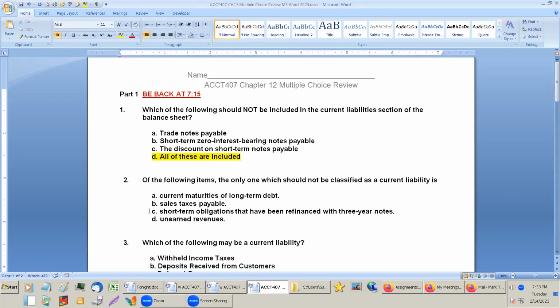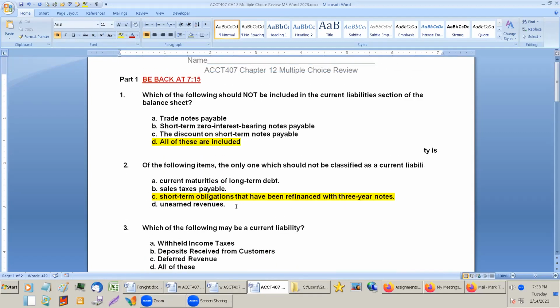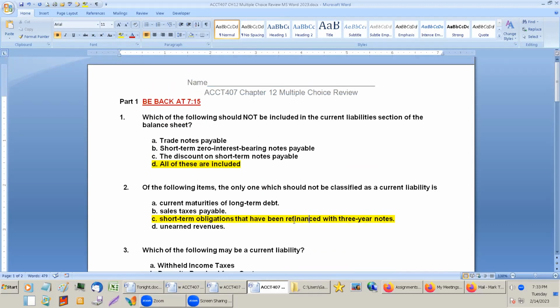Number 2 is kind of a tricky one, but it is C. It is because it's reclassified or refinanced with 3-year notes. This is kind of a weird one, I'll go ahead and tell you. Even if at year end it wasn't refinanced, if it was refinanced before the audit report came out, they will count it as a long-term liability.